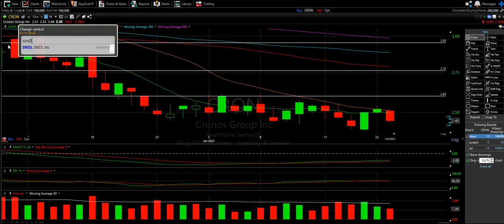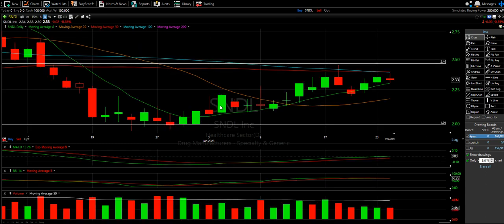Okay, SNDL, Sandal. Look, another one, right? Nice, beautiful string of reds. Not quite that beautiful. It's just so elongated, right? And one more time, we see that 50 and the 100, right? It's hard to break one line. It's that much harder to break two.